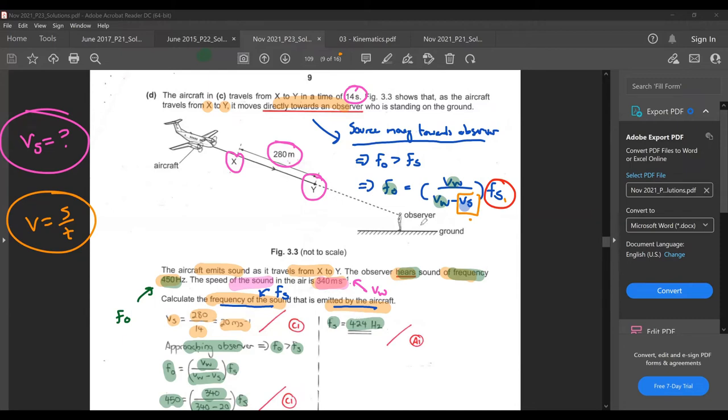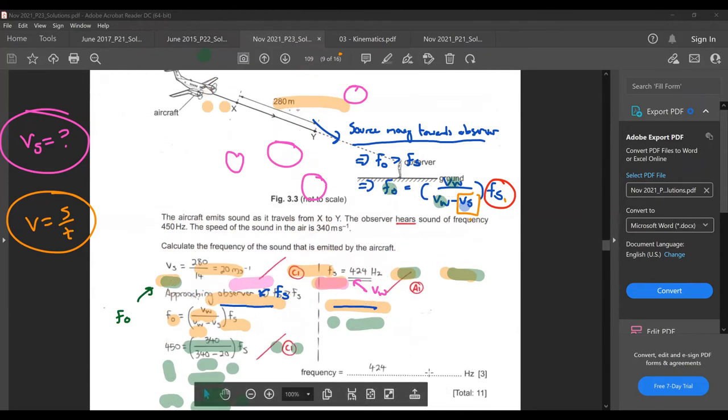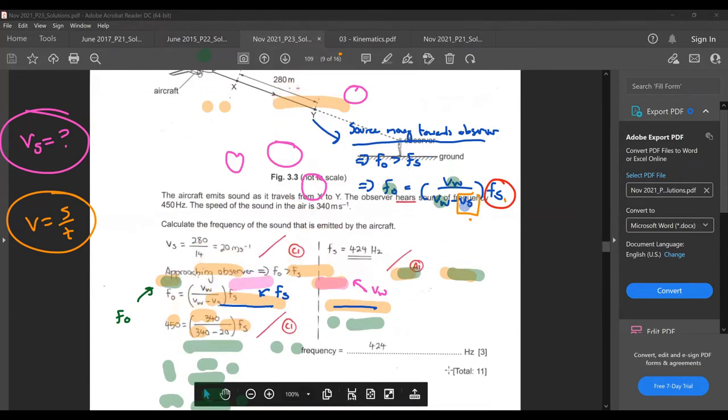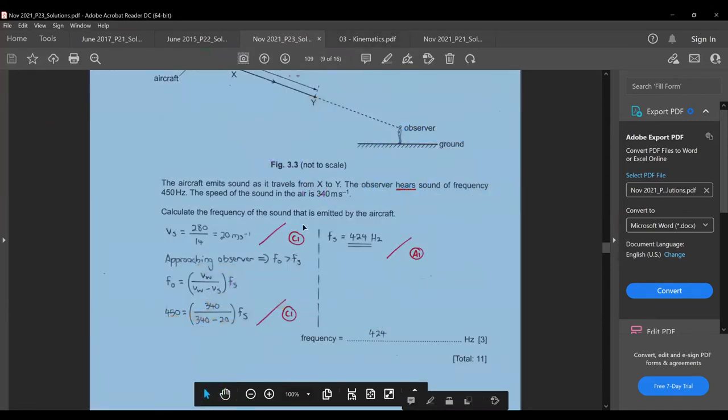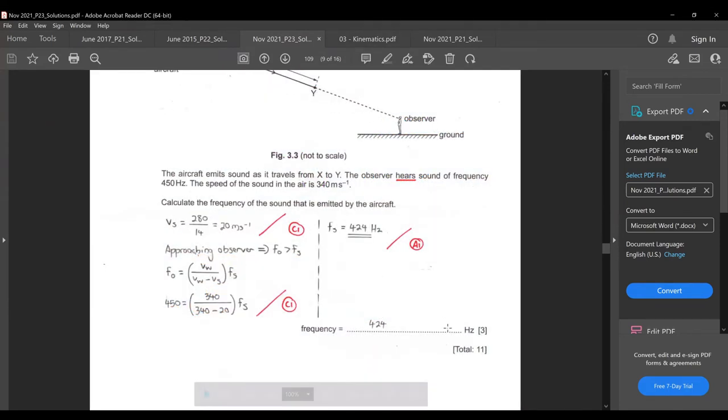Okay, right, so this one is Doppler effect, another 3 marks, giving you a total of 11 marks in total. So this one is okay.